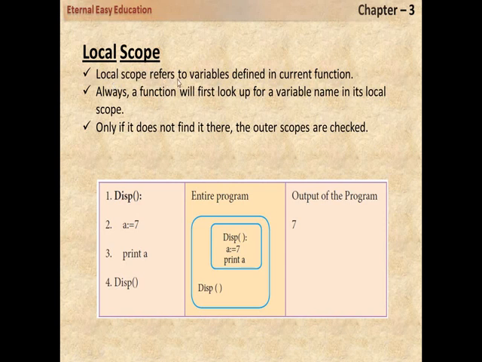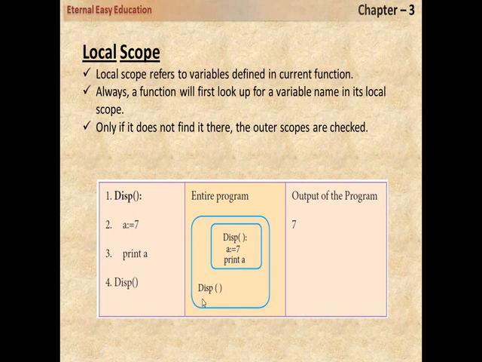Local scope refers to variables defined in the current function. Always, a function will first look up a variable name in its local scope. Only if it does not find it there, the outer scopes are checked. Simple. Here you can see a function with the name disp. There is a variable a equal to 7. Print a. A is assigned the value of 7 and it is asked to print.